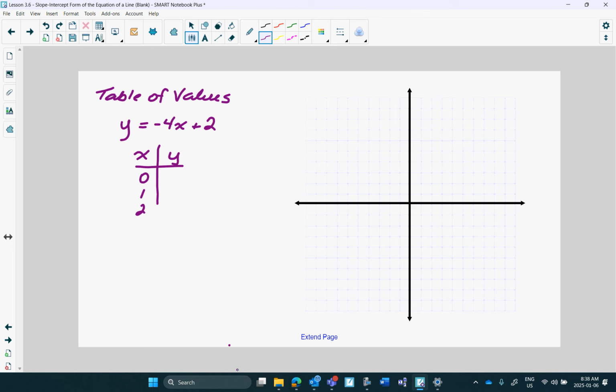Plug all these in and calculate for y, and you get 2. Negative 4 times 1 is negative 4, plus 2 is negative 2. Negative 4 times 2 is negative 8, plus 2 is negative 6. And then we put them on the graph. 2, negative 6, and we see that the 3 points form a line, and we draw a line through.